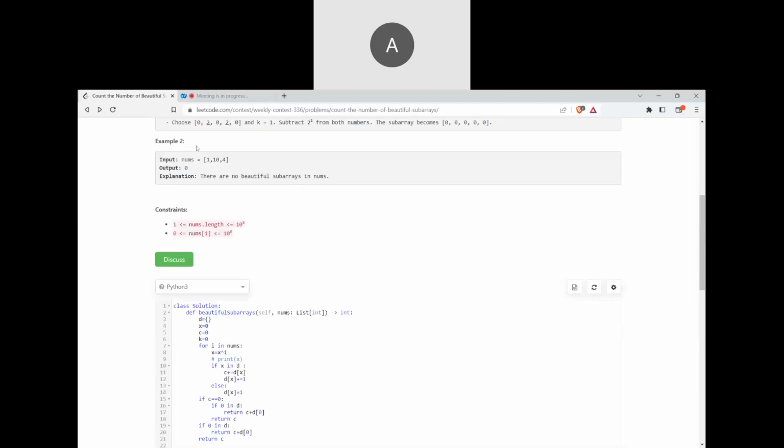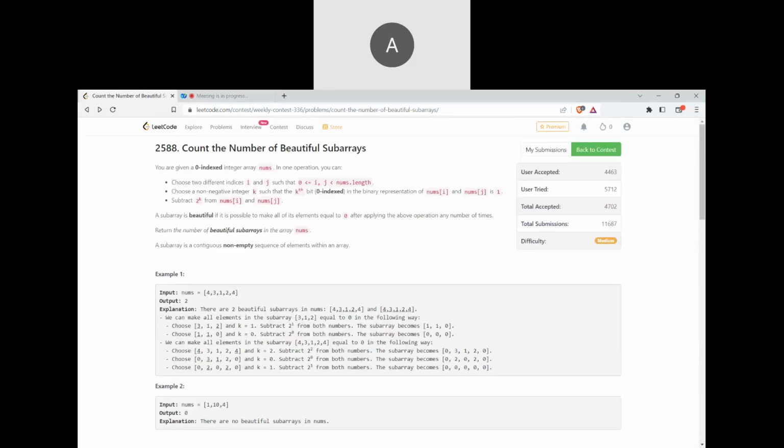The LSB or the rightmost bit is set. This bit. We can select any bit such that the bit is set in both numbers, and we can subtract 2 to the power of k from them. So in this example, if we have taken bit 1, in both numbers the bit 1 is set, and since it is set, we can subtract 2 to the power of 1. That means we can subtract 2 from both the numbers.